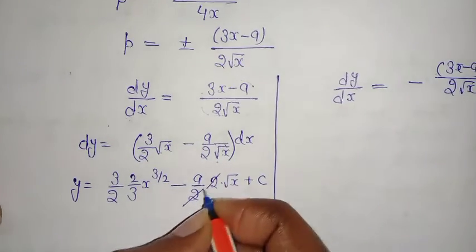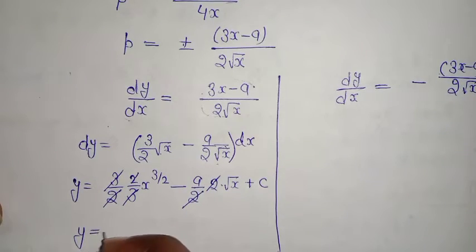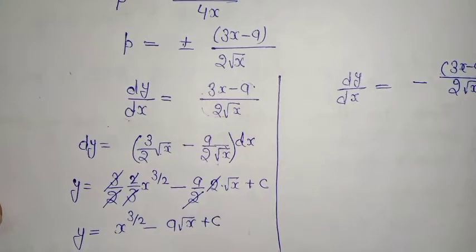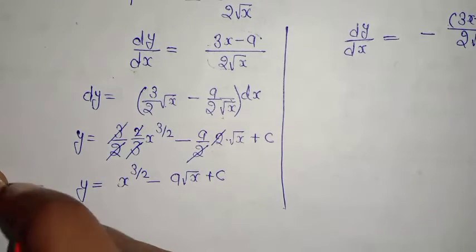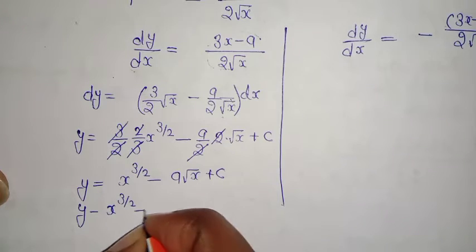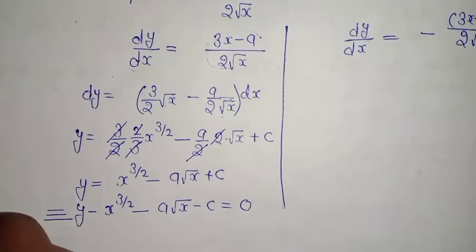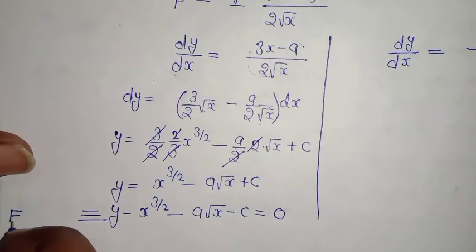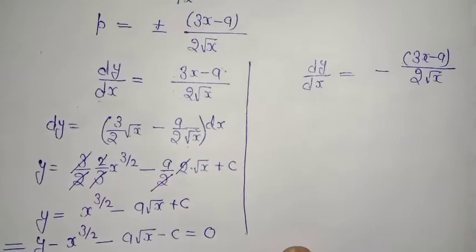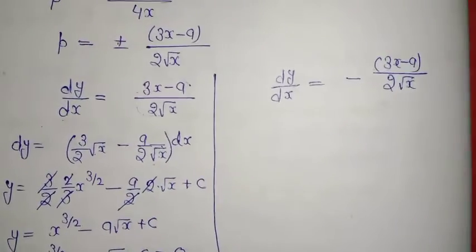Here 2 gets cancelled by 2, 2 gets cancelled by 2, 3 gets cancelled by 3. So our solution is y is equal to x raised to power 3 by 2 minus a root x plus c. If we take all the terms at one side, this becomes y minus x raised to power 3 by 2 plus a root x minus c is equal to 0. This is equivalent to our first function, known as f1 of x, y, c. Now we will calculate the second function and take the product of these two functions, then we can get the required general solution for this differential equation.